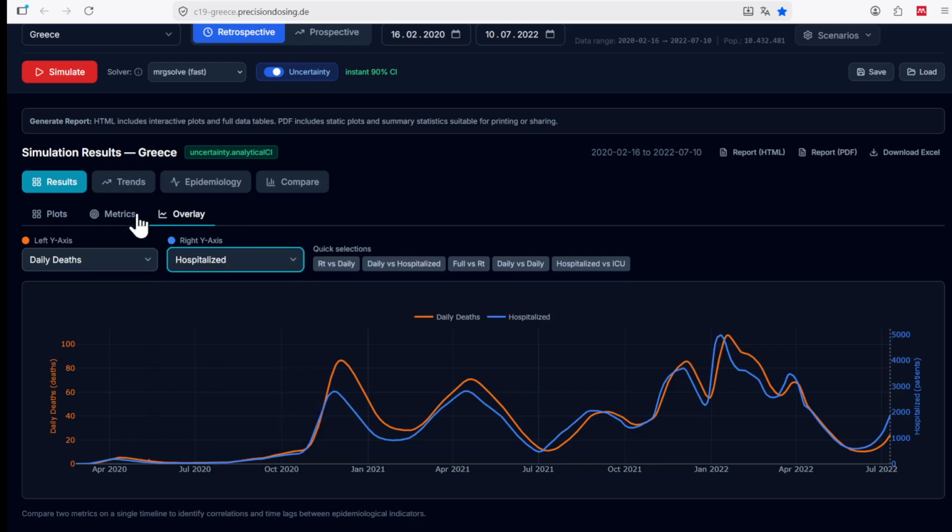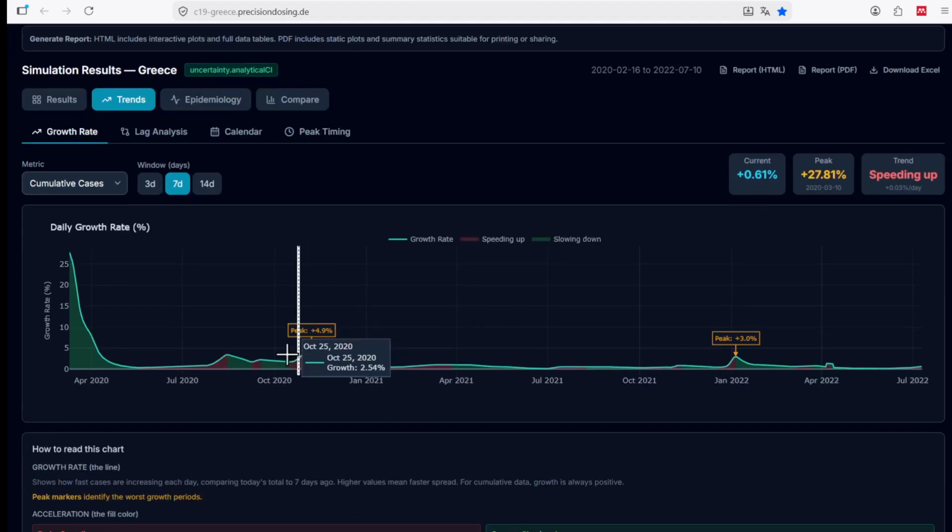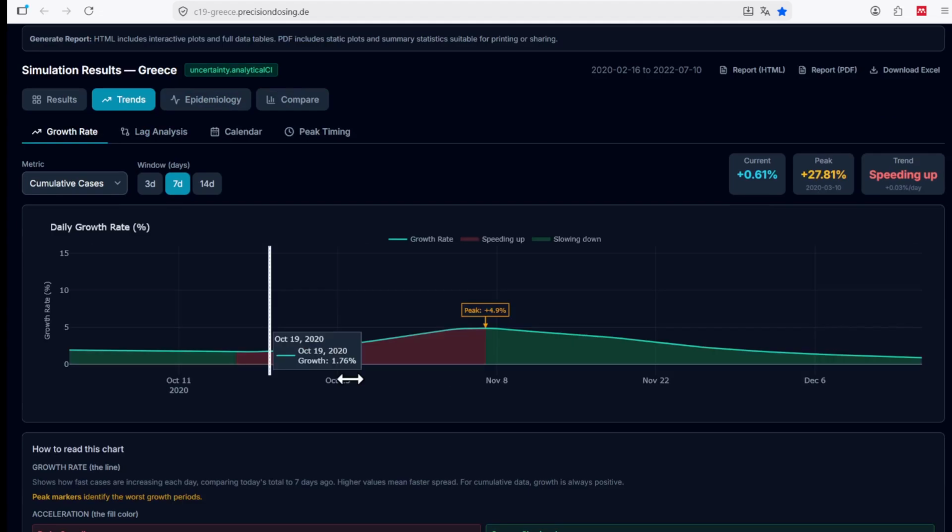In the Trends section, you can see the growth rate. This answers the question of how fast cases or deaths are increasing each day. It compares today's total to the total from 7 days ago. Higher values mean faster spread. For cumulative data, growth is always positive. Red sections indicate speeding up, green sections indicate slowing down.